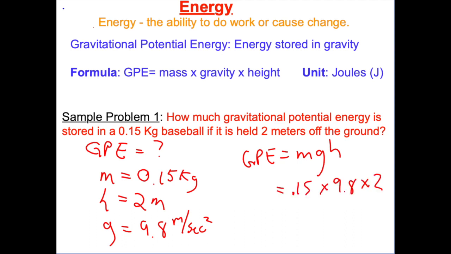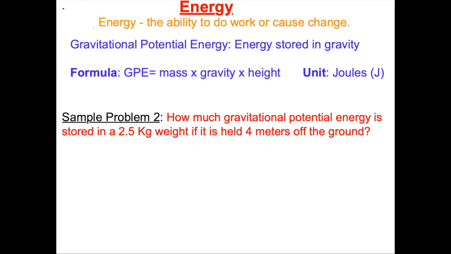Then we plug our values in. 0.15 kilograms for the mass. The acceleration due to gravity is 9.8, and we multiply that by 2 meters for the height. 0.15 times 9.8 times 2 equals 2.94 joules. So that's how many joules of energy are stored in that baseball held 2 meters off of the ground.